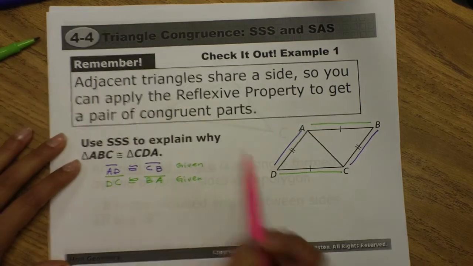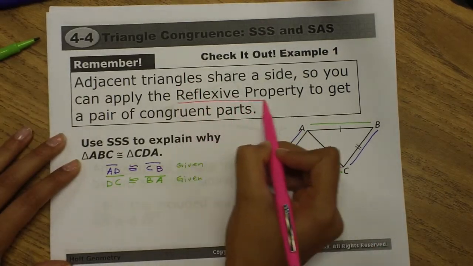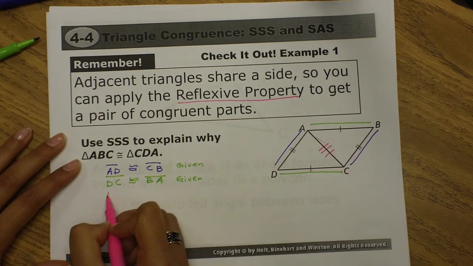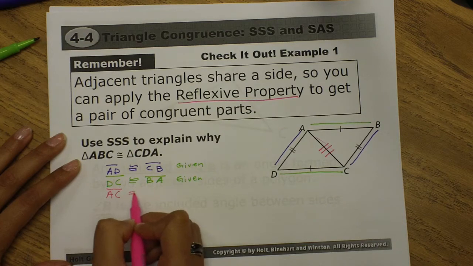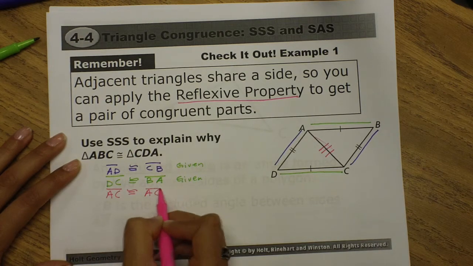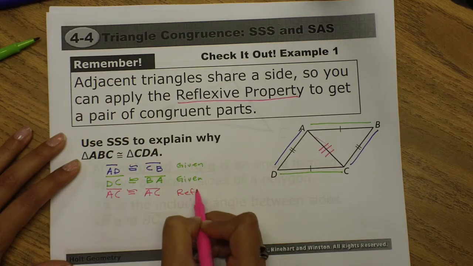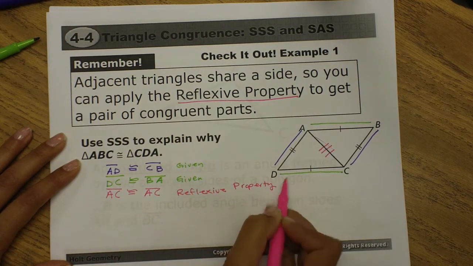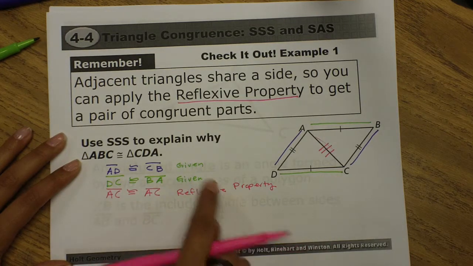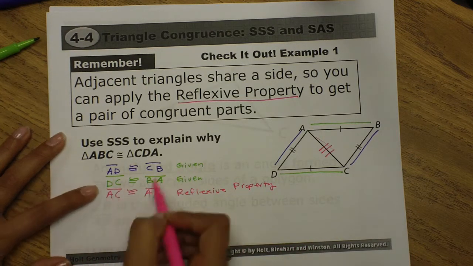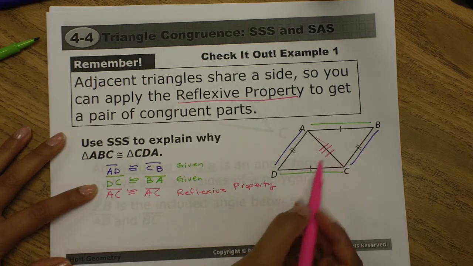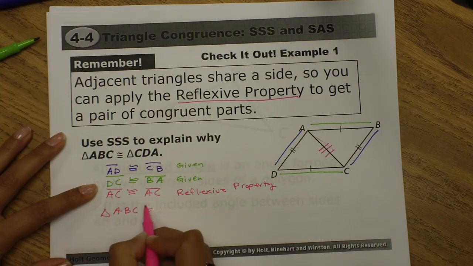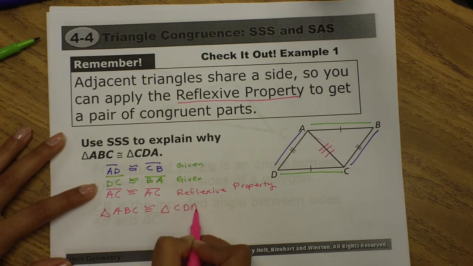I also know, taking a look at my hint, that the reflexive property, if they share a side, I know that that line is congruent to itself. So I have AC being congruent to AC. Reflexive property. And so because of this reflexive property and because of the given information, I just proved that all three sides were congruent to each other on both the triangles. So now I can say that triangle ABC is congruent to triangle CDA.